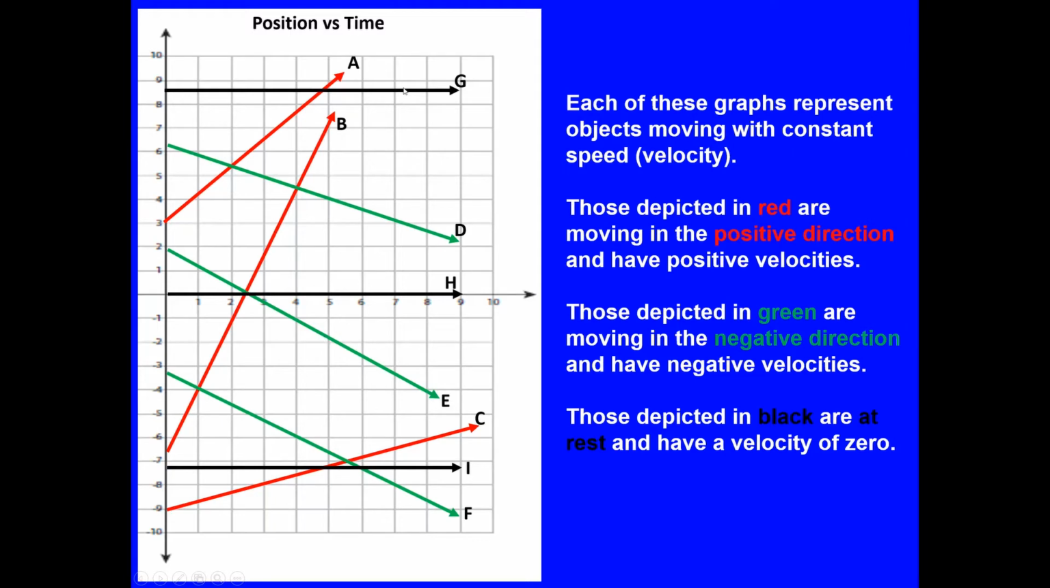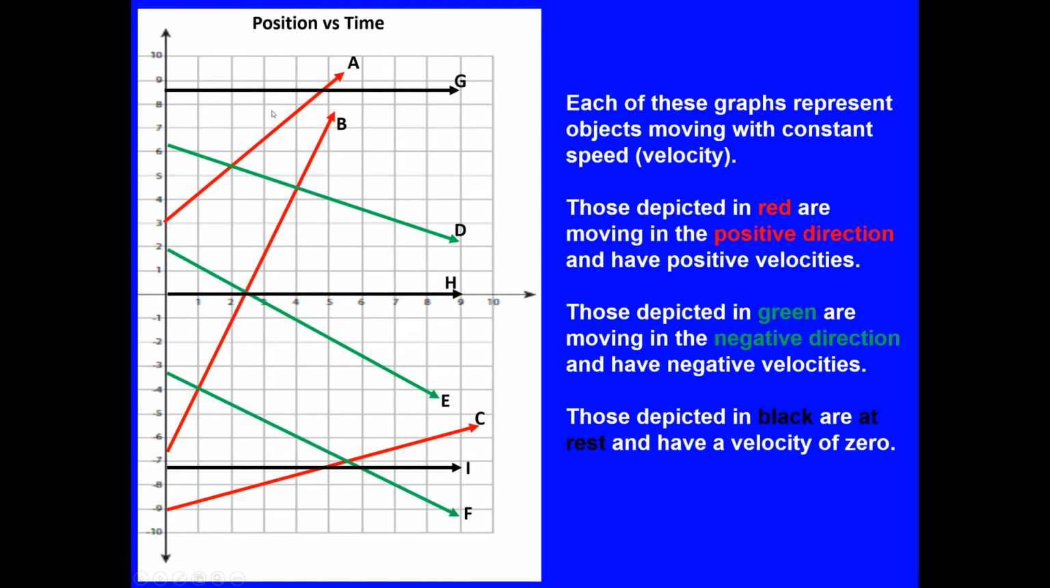The three black lines, G, H, and I, are horizontal. A horizontal line has a slope of 0. That means the velocity of the object is 0. So the object represented by the line G is at rest at about the 8.5 position. The object represented by H is an object that's at rest at the origin, 0, and the object represented by I is an object that's at rest at about the negative 7.2 position.